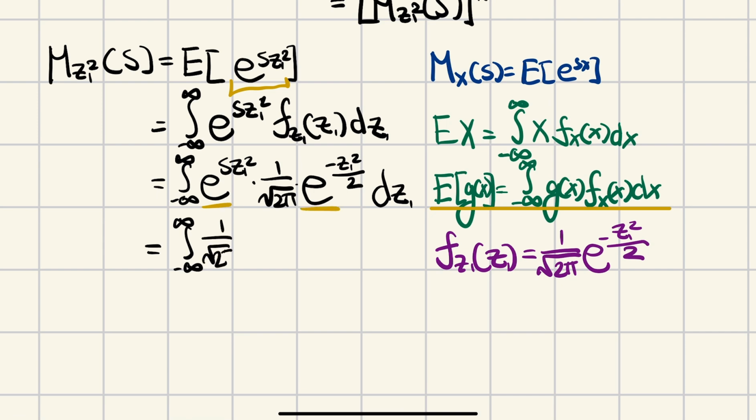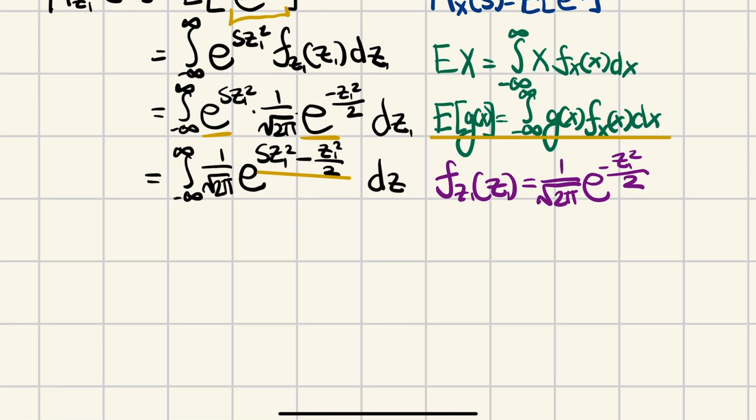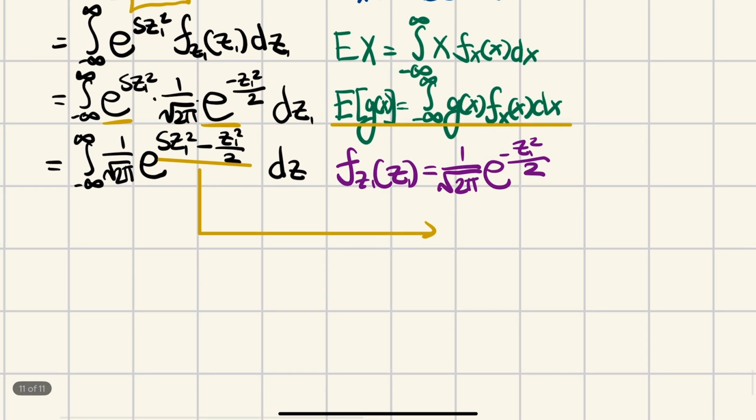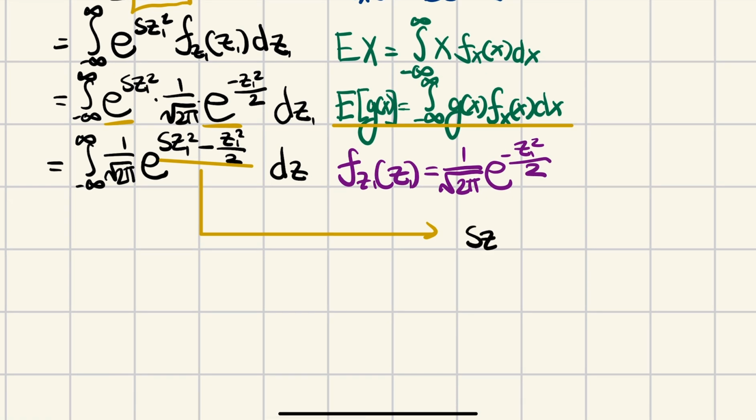So that's e to the power of s z1 squared minus z1 squared over 2 dz. Okay, this is still really hard to solve, so let's simplify this part. Actually, let's simplify it over here so that we don't disturb all the other stuff going on. I'll copy it down again. So minus z1 squared over 2.